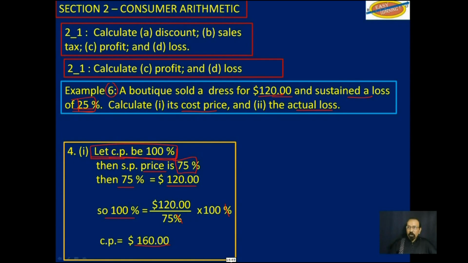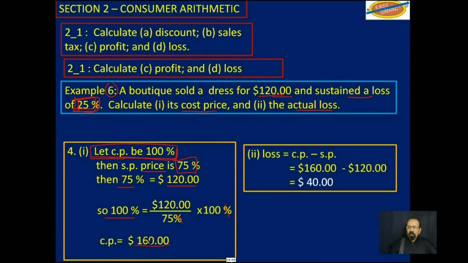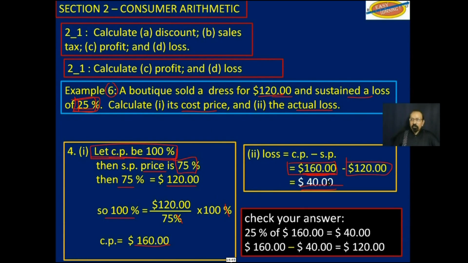So that is the cost price of this dress that was sold for $120, sustaining a loss of 25%. So what exactly was the loss? So if it was bought for $160 and sold for $120, then the loss is the difference, which is $40. Check your answer. 25% of 160 is 40. Subtract 40 from 160, and you get back that selling price of $120, which included a loss of 25%.